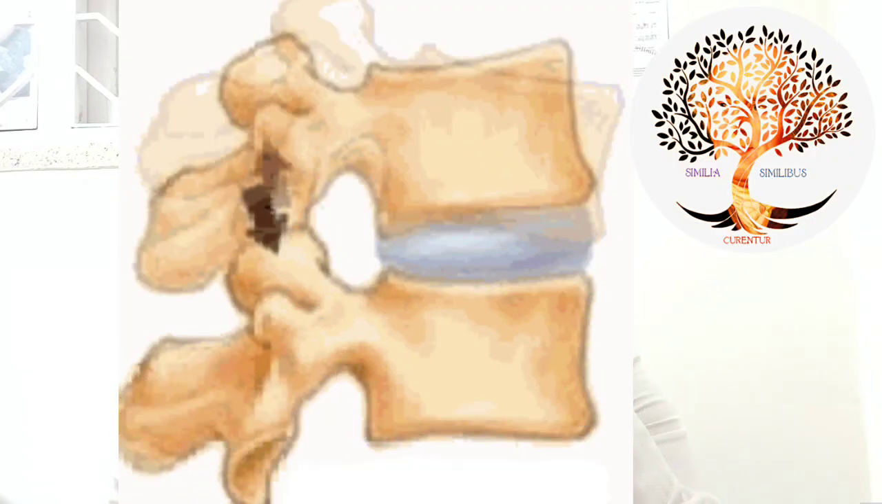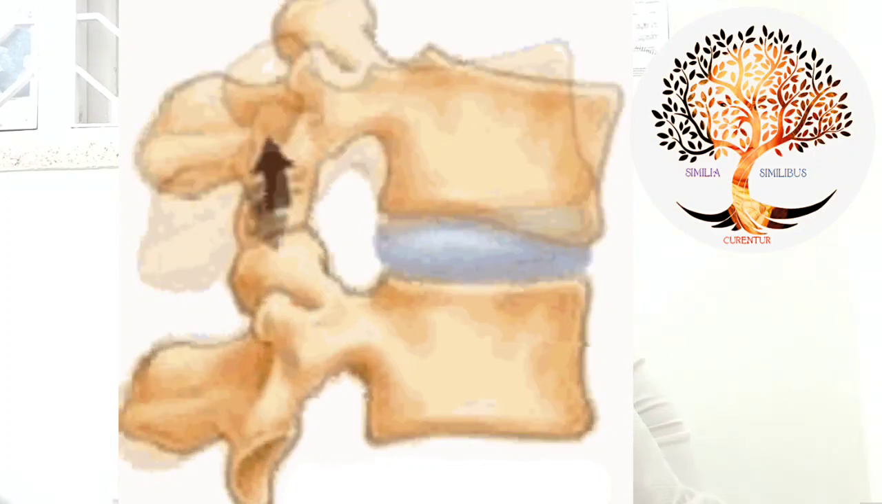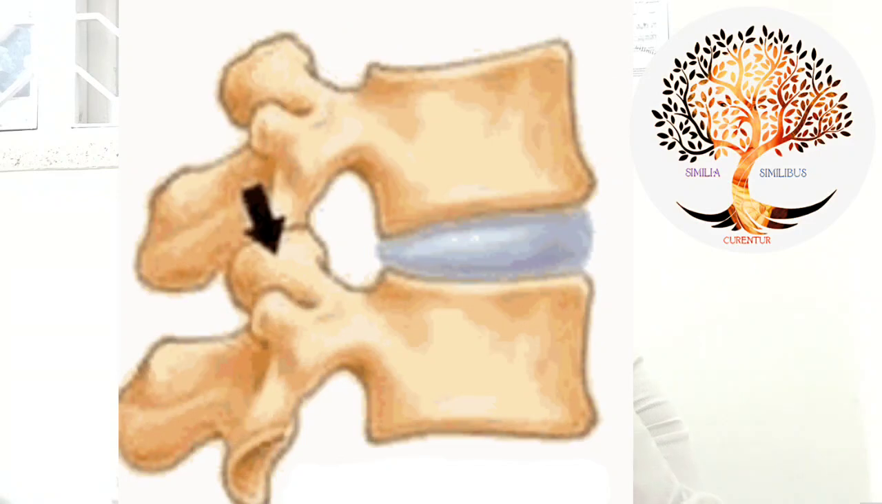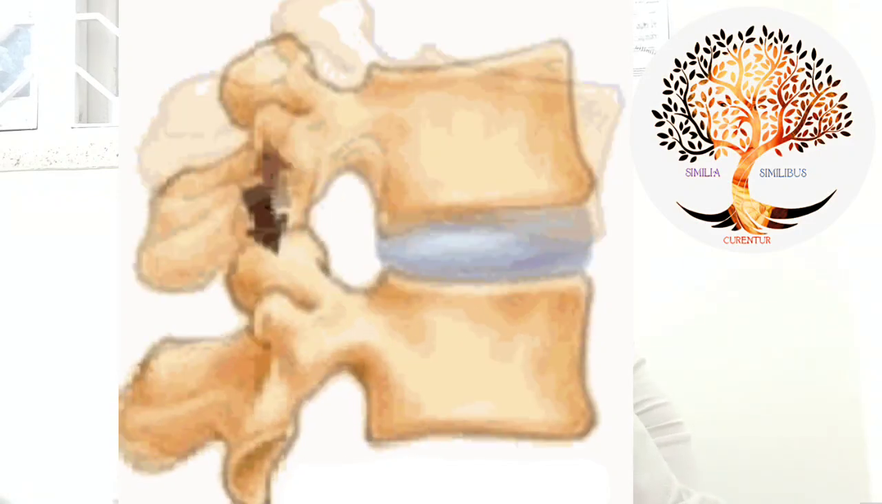Lumbar spondylosis can also result from degenerative changes in the facet joints, which are small joints that connect the vertebrae. Facet joint arthritis or facet arthropathy can cause inflammation, joint space narrowing, bony spurs or osteophytes, and stiffness in the affected joint. The third type of lumbar spondylosis we know is ligamentum flavum hypertrophy.